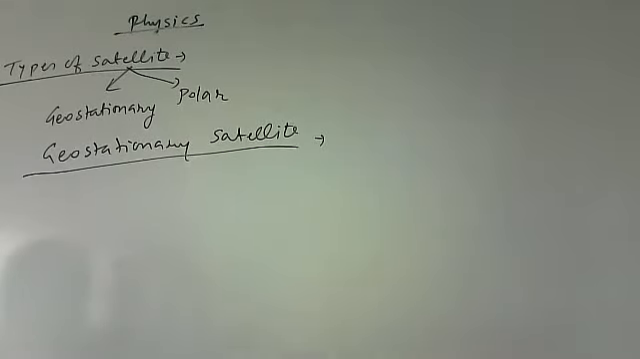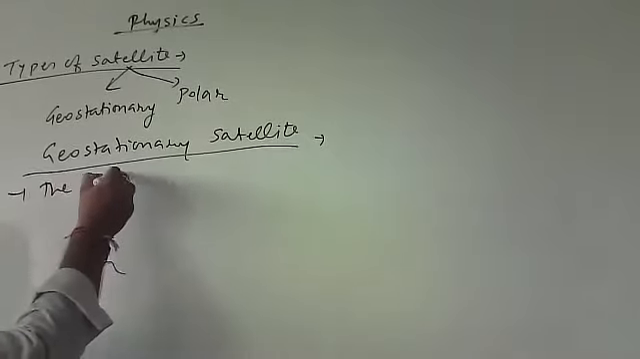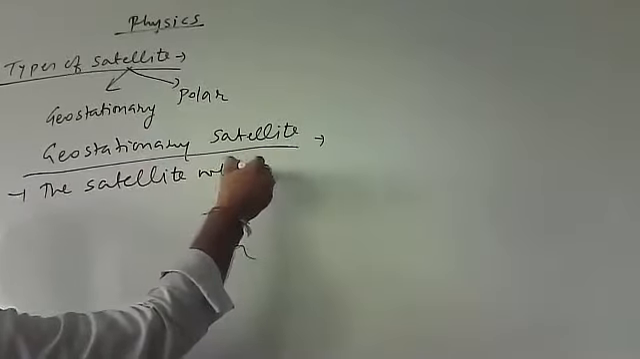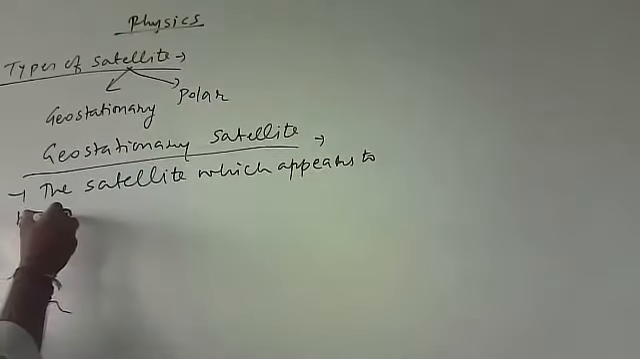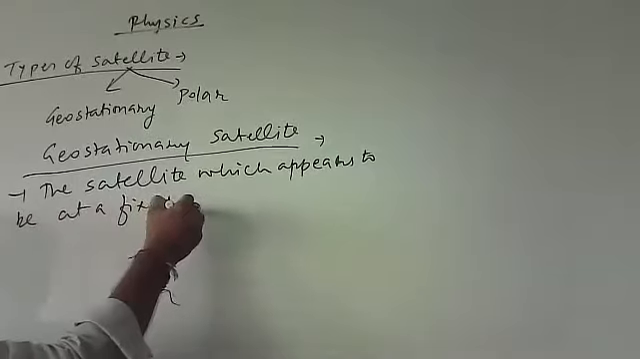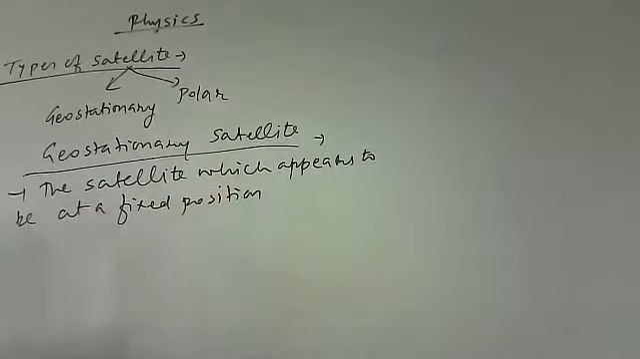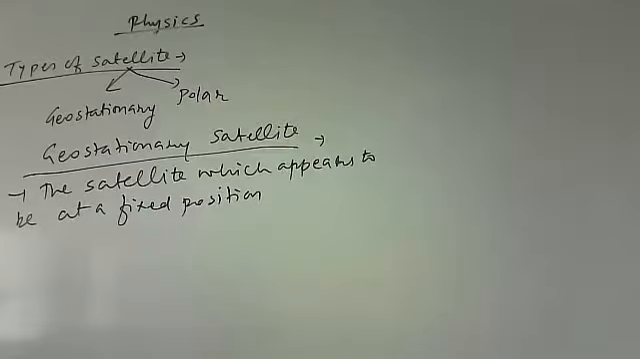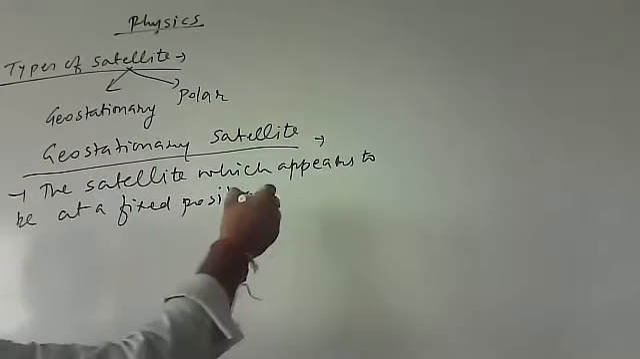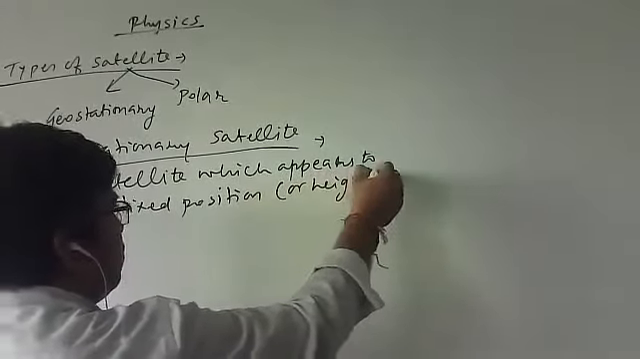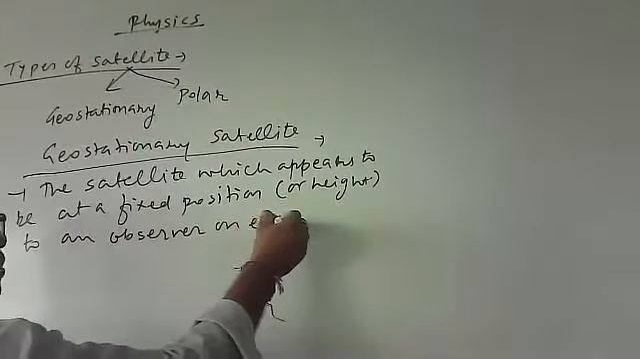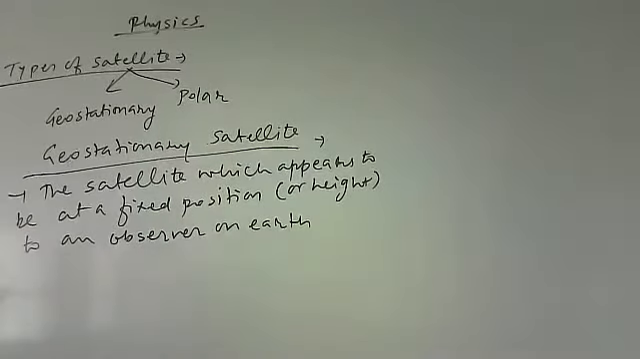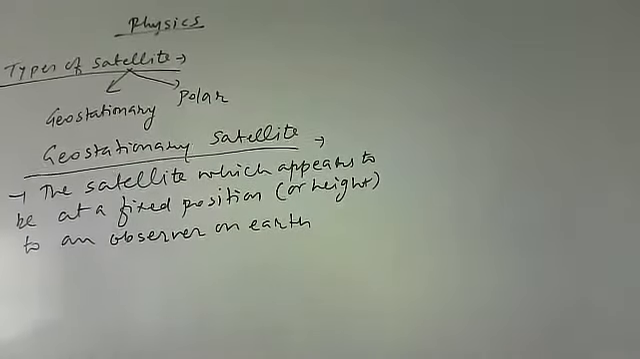Please note it down. A satellite which appears to be at a fixed position to an observer on Earth is called a geostationary satellite.